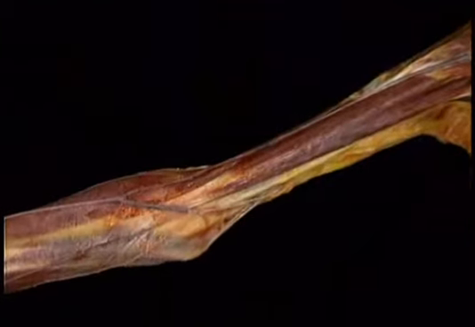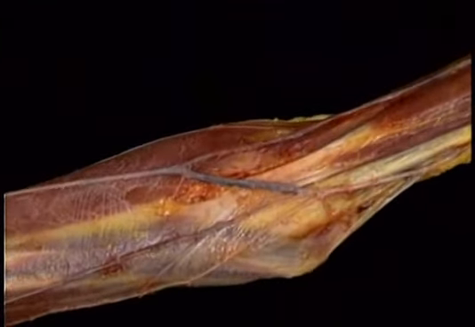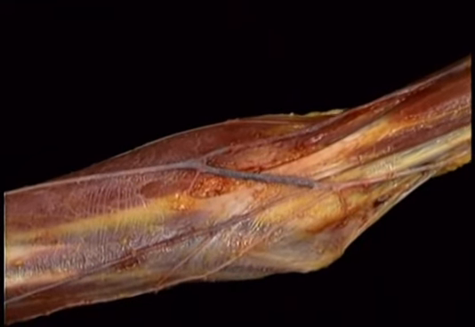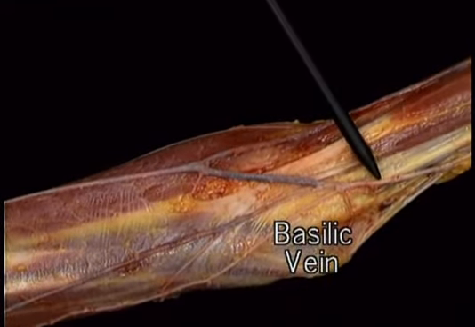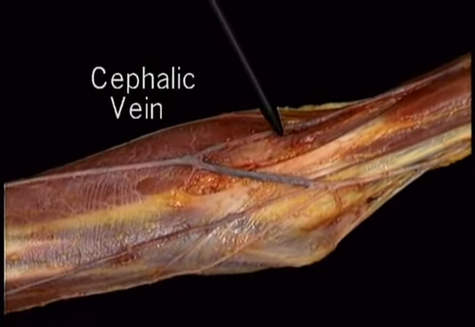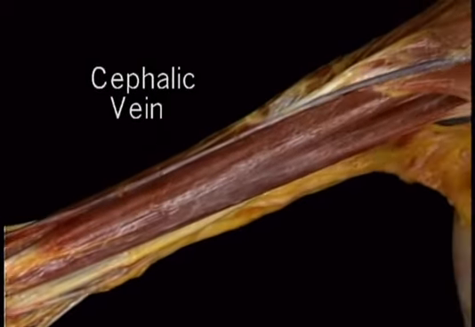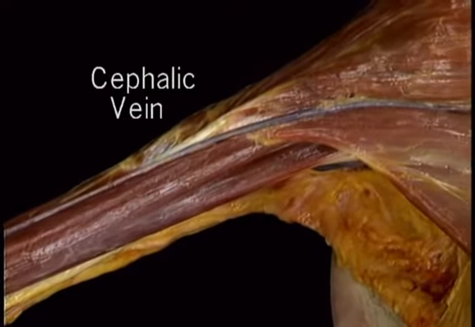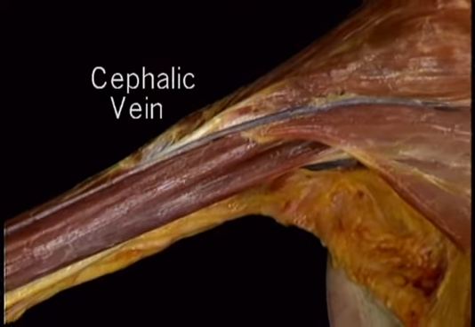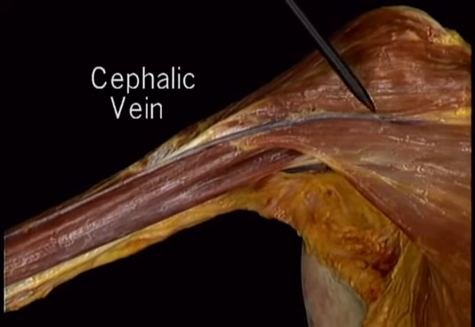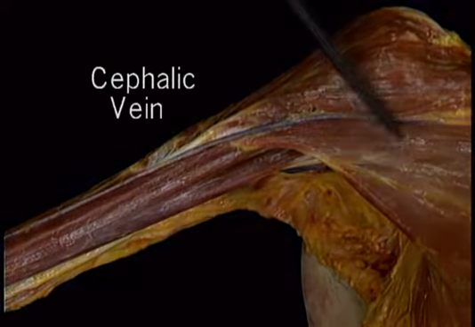First, we'll look at the veins. Many superficial veins from the forearm converge just below the elbow to form two large veins, the basilic and the cephalic. The cephalic vein stays at a superficial level as it runs up the arm over the biceps. At the top of the arm, it lies between the deltoid and pectoralis major.